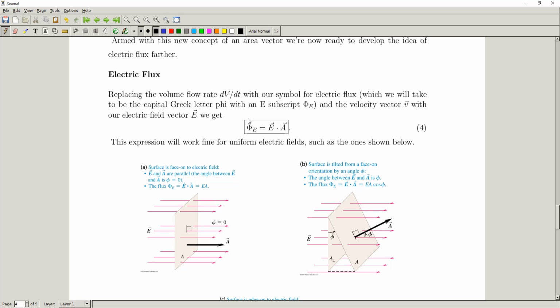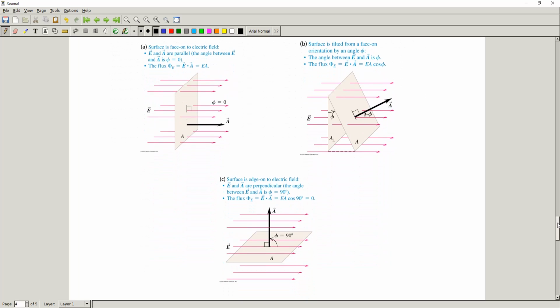And we can kind of see how this would work, right? So again, like I say here, this expression is going to work fine for uniform electric fields, and we're going to see what happens if we have non-uniform electric fields in a moment. But for uniform electric fields, this is going to work fine, and we can see how it works in these 3 diagrams below, right? So here we have our purple or pink electric field lines, and we can see them going through our surface. We have our area vector normal to the surface, so it's perpendicular, pointing away from the surface.